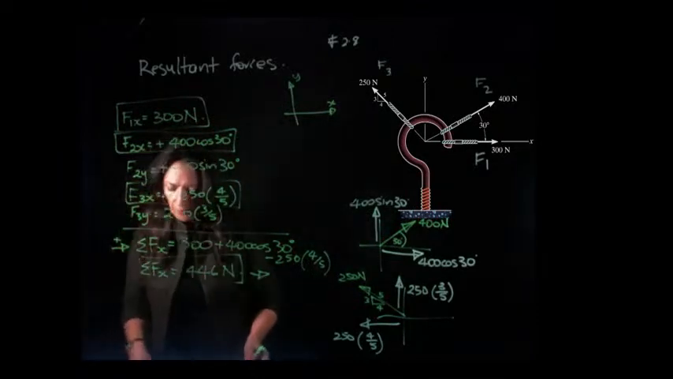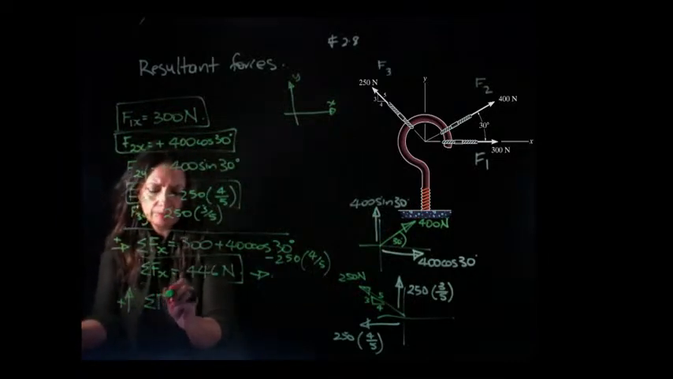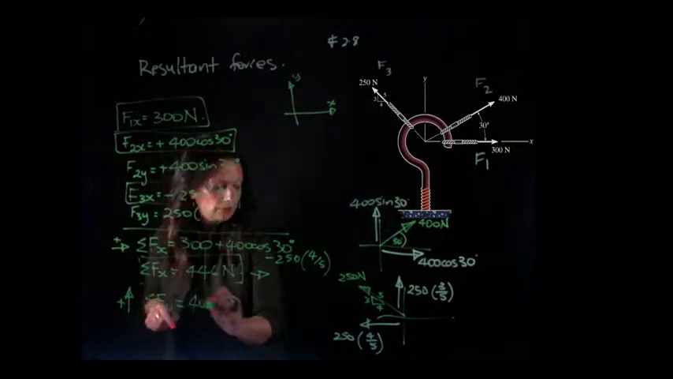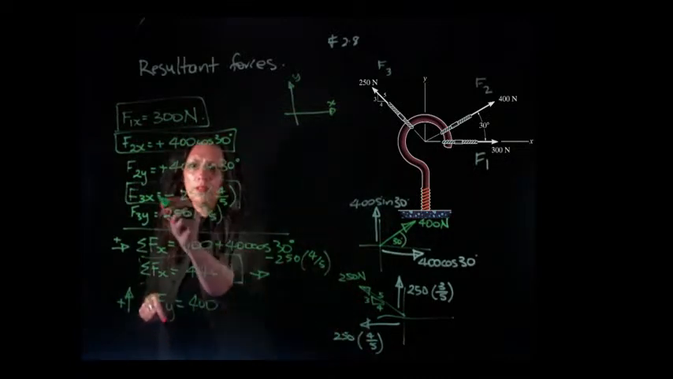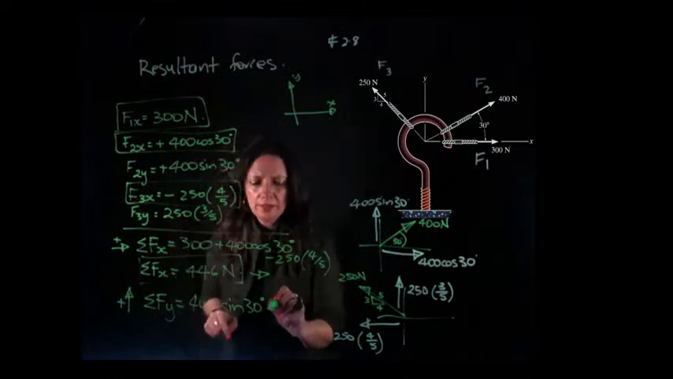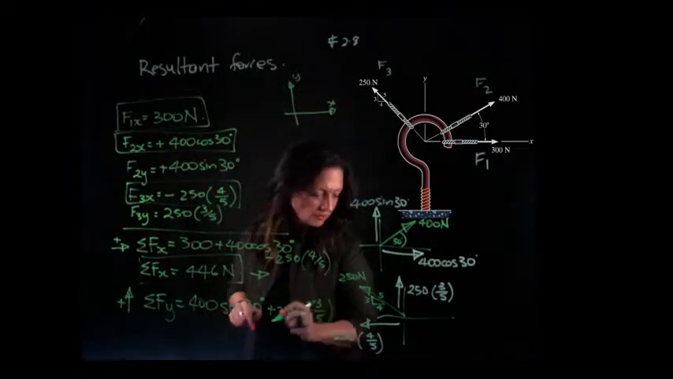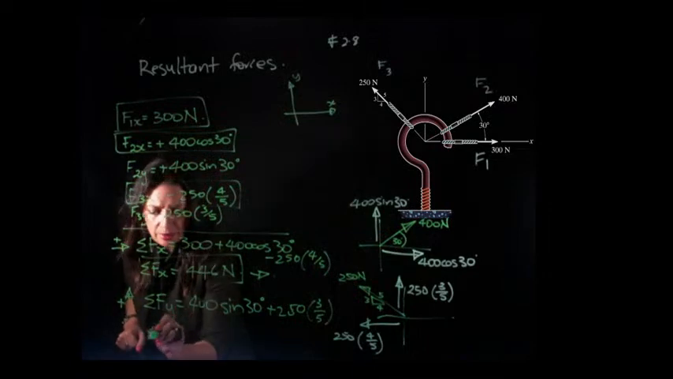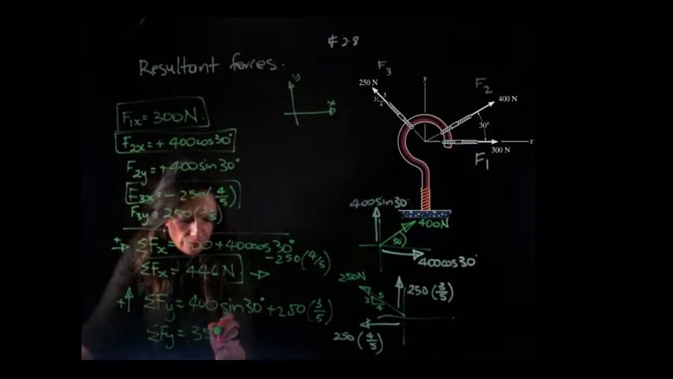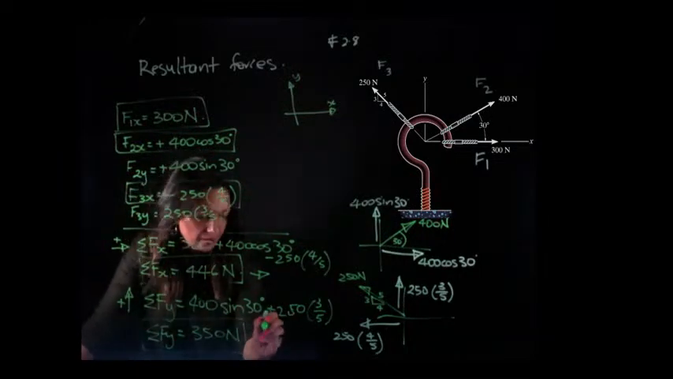Then I do the same thing for the forces in the y direction. The sum of the forces in the y direction is going to equal 400 sine 30 plus 250 times 3 on 5. If I add all this up, I'm going to get the sum of the forces in the y direction as 350 newtons. Which direction is it going to go in? It's positive, so it's going this way.